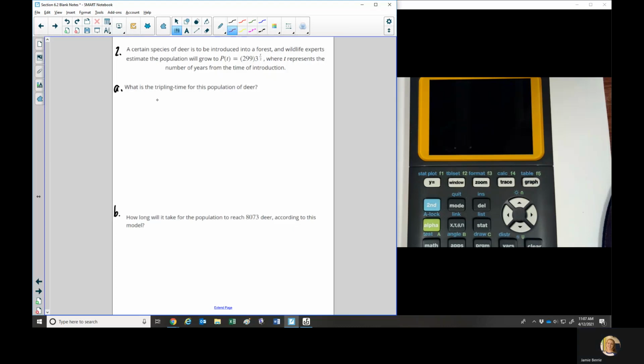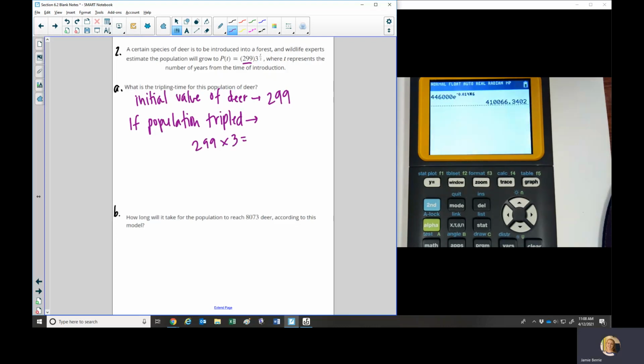All right, so first we need to know, what was the initial value of deer, or the initial population of deer? We said that was 299. All right, so how many deer would we have if it tripled? If the population tripled, then we would have 299 times 3. So there would be 897 deer.